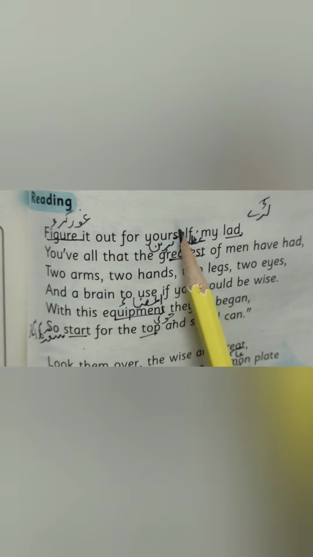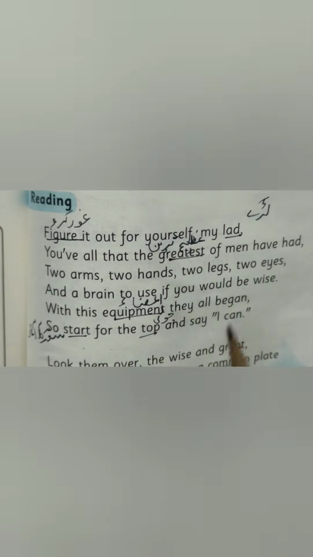O young people, find it for yourself that you have all that great people have. You are equally blessed with all body parts that great men may have. 2 arms, 2 hands, 2 legs, and 2 eyes. You can succeed with all these things. Just use your brain and start with the motto that I can.